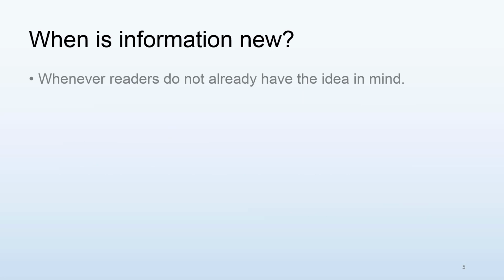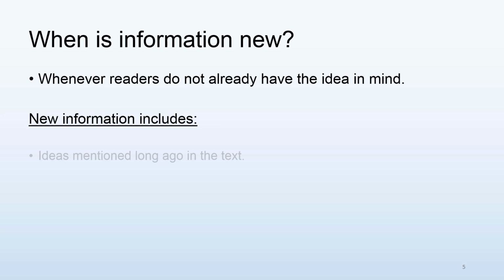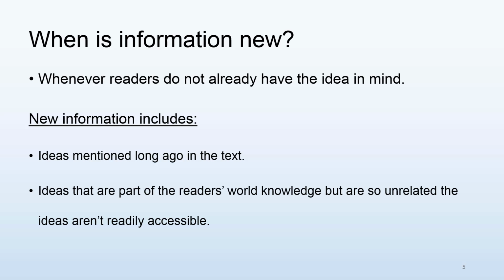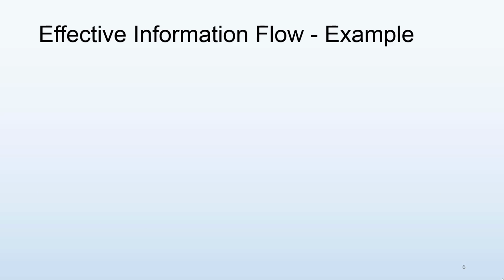An item of information is new if readers cannot immediately bring it to mind as they read. This includes ideas that were mentioned so long ago in the text that readers won't have them in mind, and ideas that are part of the reader's world knowledge but are unrelated to the topic, so readers won't have them readily accessible. While readers do not want text to be repetitive, they can become confused if the writer considers information to be known when the reader interprets it as new information.